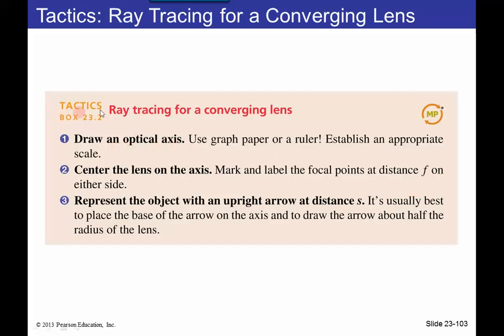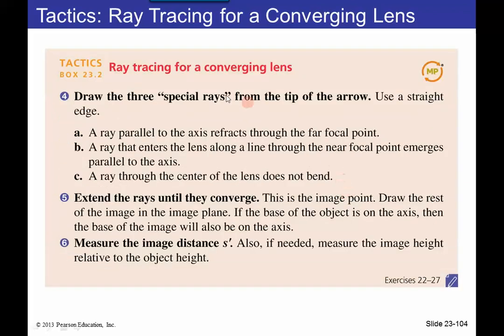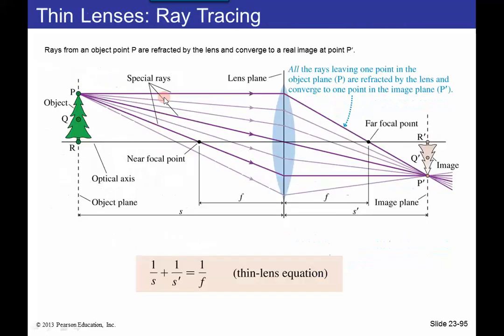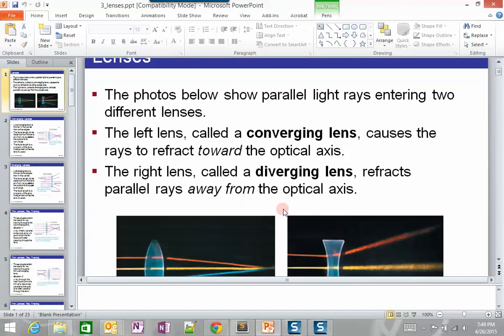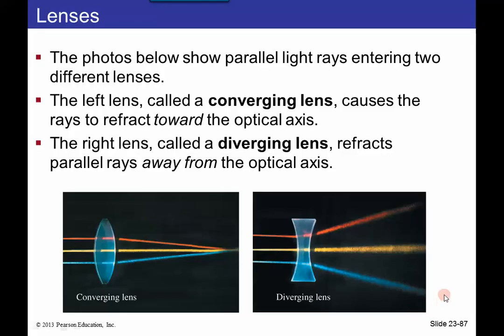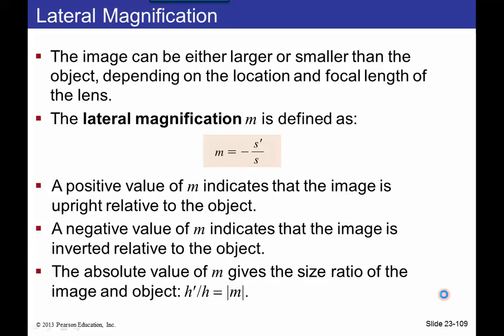So these are the steps to solve problems that involve thin lenses. You are going to start by drawing a picture in which you draw an optical axis. Then you center the lens on the axis. Then you represent the object with an upright arrow at a distance s. And then you draw the three special rays. These three special rays are this one, this one, and this one.